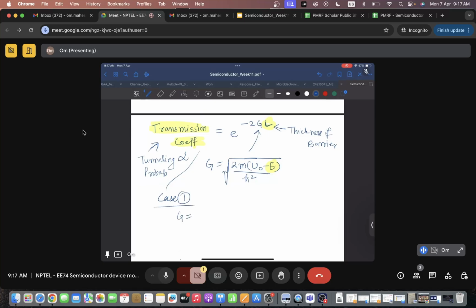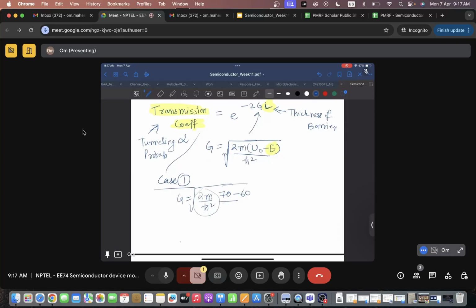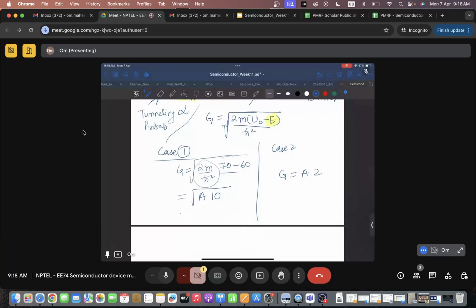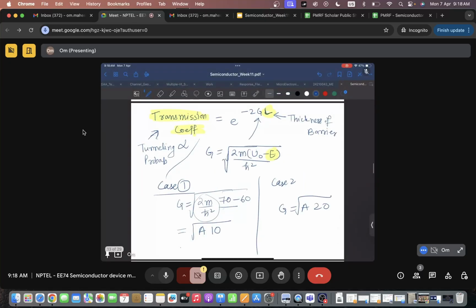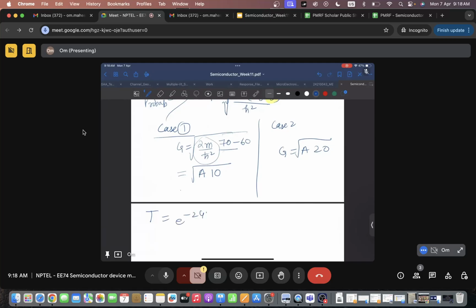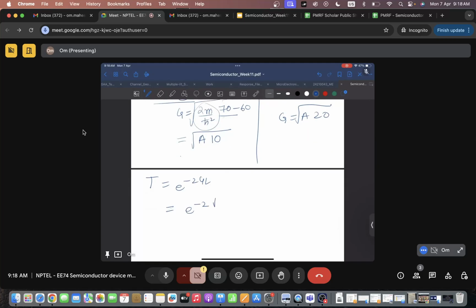your G will be under root 2m upon h cross square times (70 V minus 60 V), which is your E. If I write this as a constant, it will be, let's say, under root A times 10, and in case 2, G is under root A times 20. Now your transmission coefficient T is e to the power minus 2GL. It is e to the power minus 2 under root A times 10 into 1 nanometer, whereas in the second case, it is e to the power minus 2 under root A times 20 into 2 nanometer.